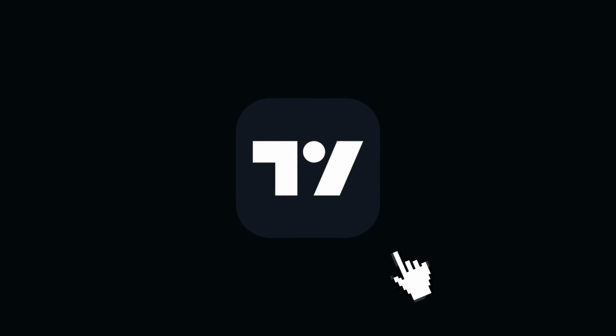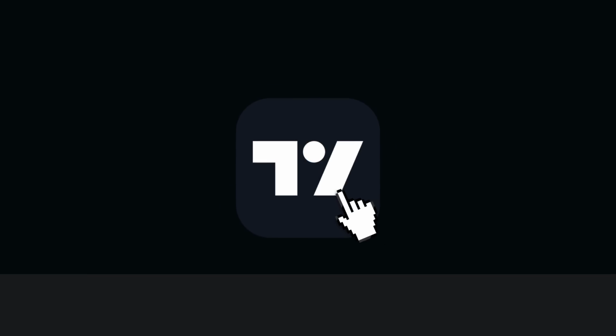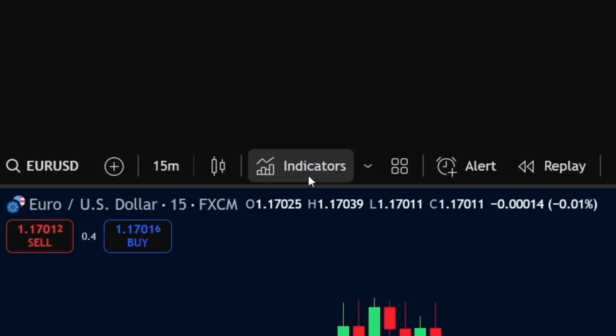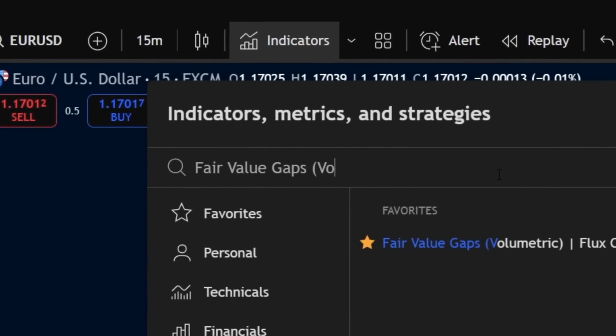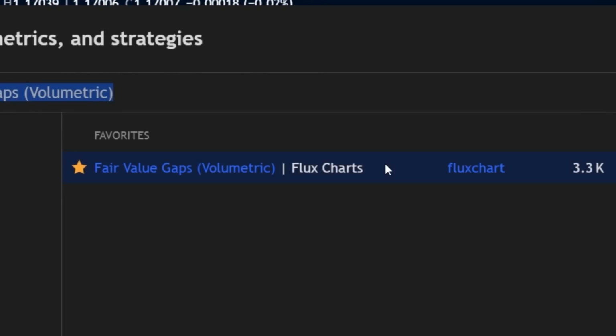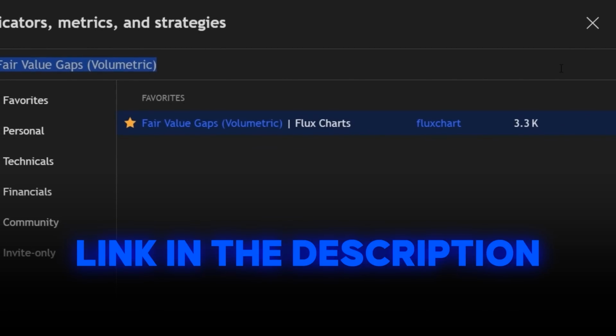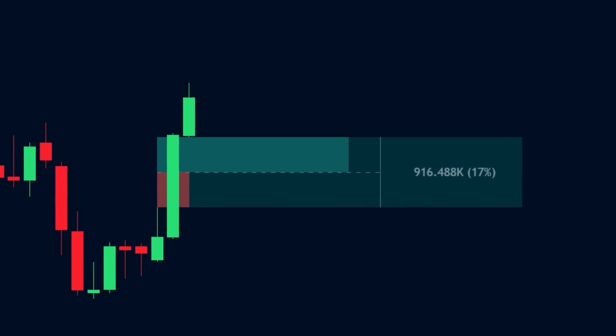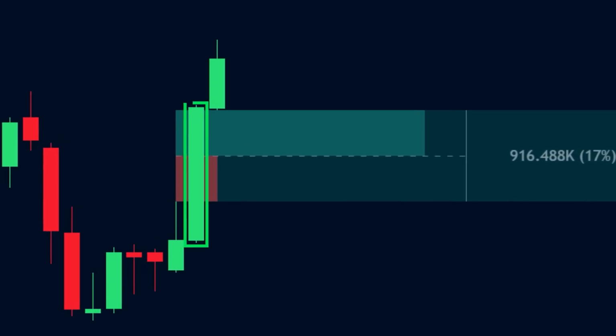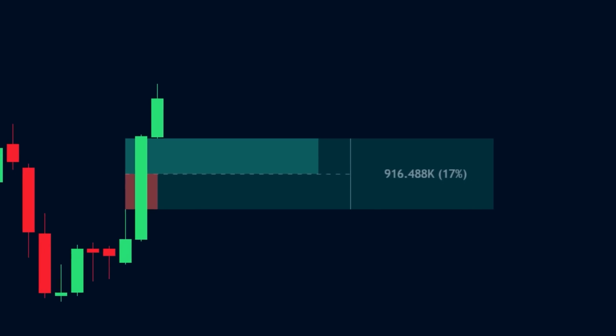If you want to follow along, you can load it up right now on TradingView. It's completely free to use. Just go to the Indicators tab, search for Fair Value Gaps Volumetric, and click this one by Flux Charts. There'll also be a link in the description. This tool does everything a normal FVG indicator does. Plots the gaps and marks the levels. But it also goes deeper.